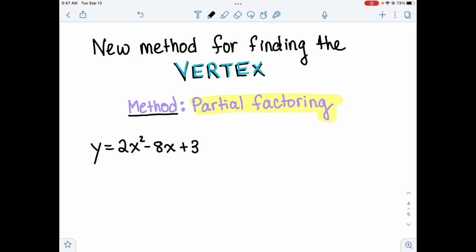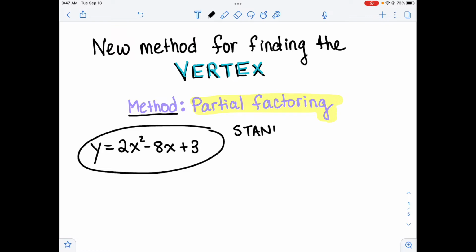So here we have a quadratic function in standard form. With this method, we're not going to switch it to vertex form. That's when we do that completing the square method. We're not going to do that. In this method, we're actually going to do something that looks like this.